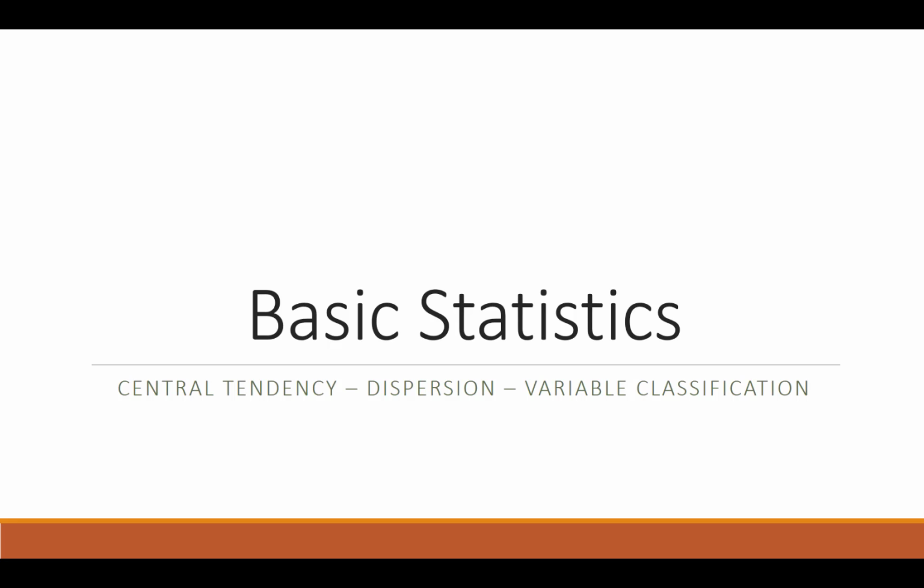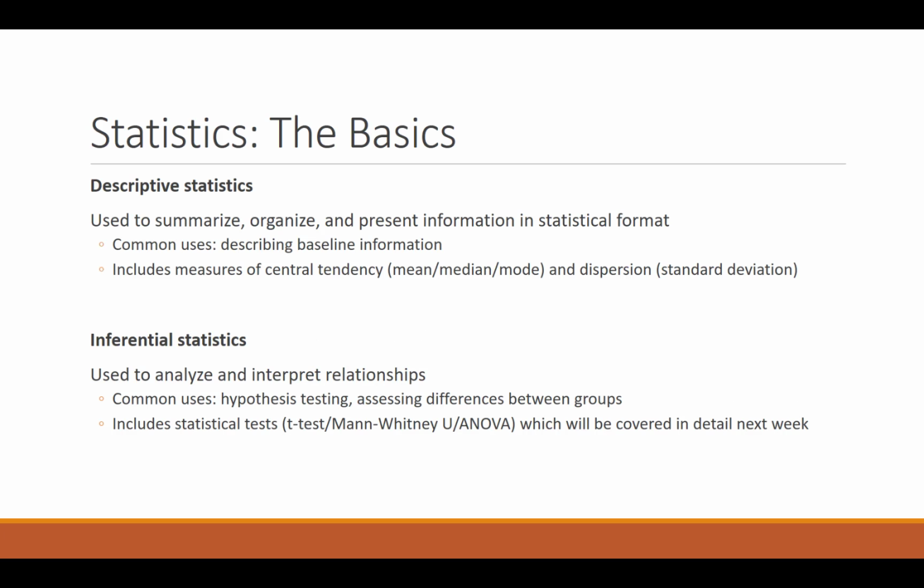In this first section, we'll look at measures of central tendency, basic measures of dispersion, and how to classify variables in studies. Let's start with some basic definitions. Statistics, which can be broadly defined as the science of learning from data and of measuring, controlling, and communicating uncertainty, comes in two basic varieties in the medical literature: descriptive and inferential.